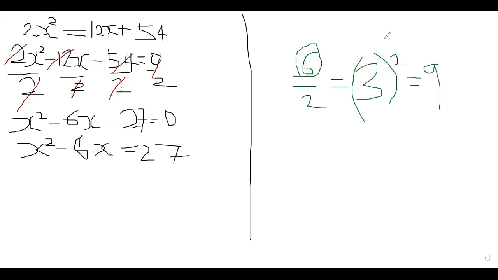So you now put it here. So that will be what? x squared minus 6x plus what? Plus, into brackets, 3 squared, right? Yes, sir. Equals 27 plus 9.